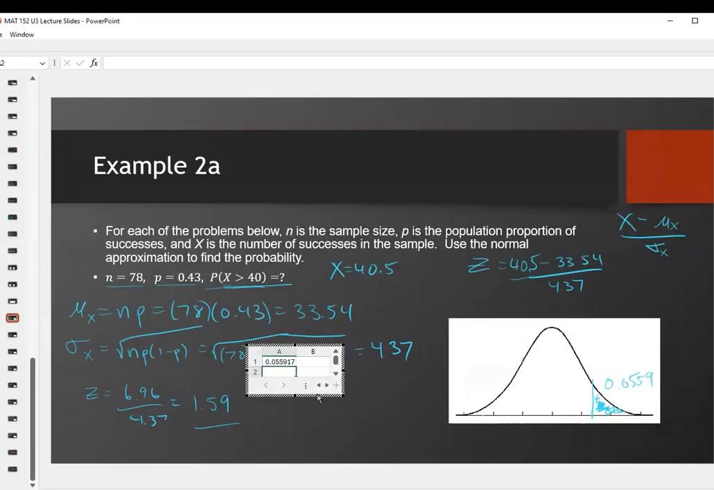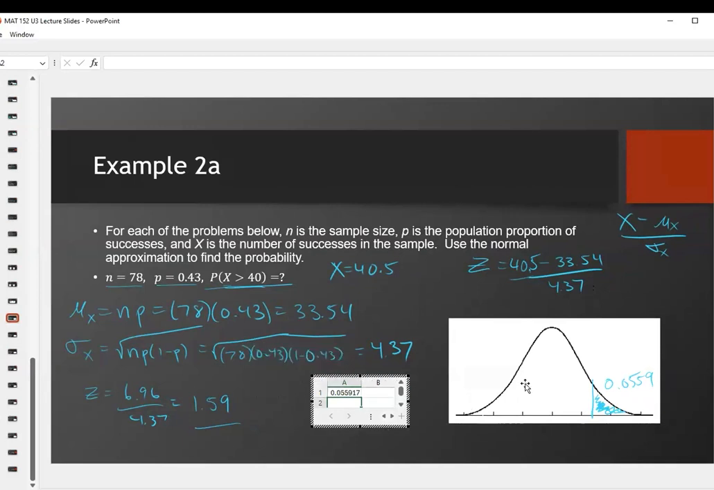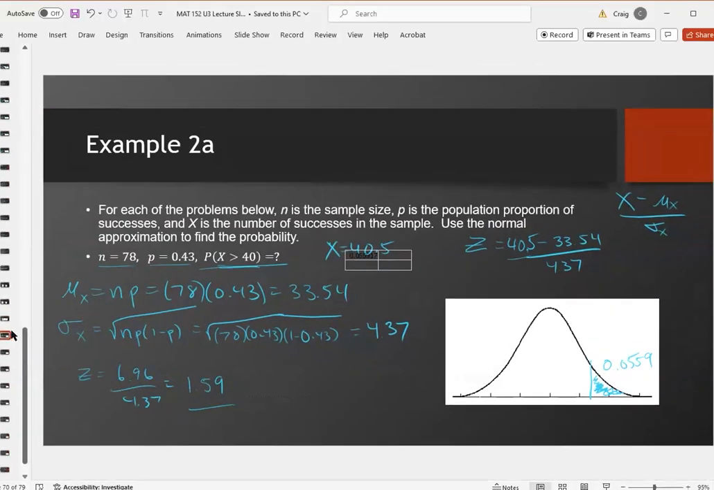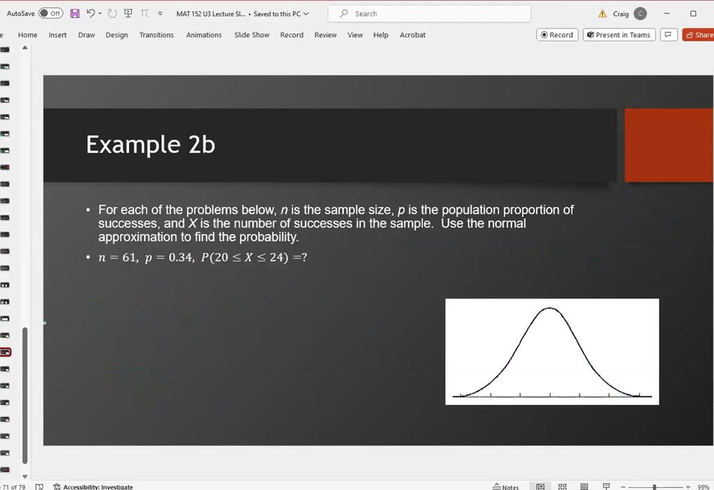I was hoping you guys could see this part a little bit better. Let's try another one of these so you can see how this correction readjusts itself. Here again, we want to find first the mean, n times p, or 61 times 0.34.